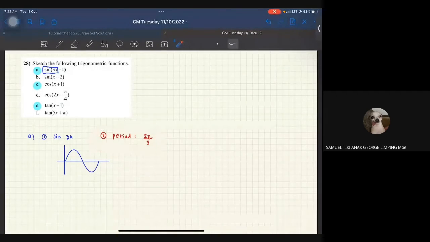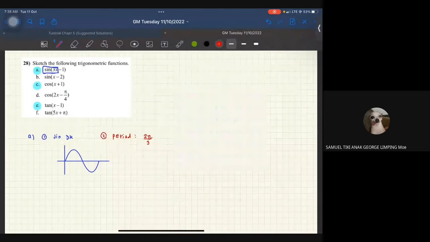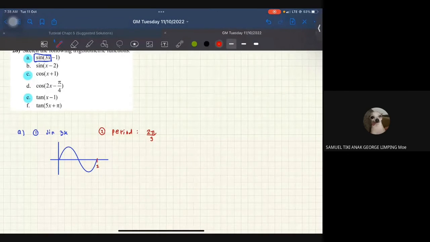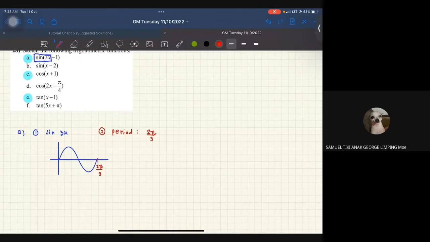Alright, so apa yang saya nak buat sekarang adalah saya label. So we know that one complete cycle takes 2 pi over 3. So meaning that dekat sini mesti 2 pi per 3. And then dekat sini mesti kosong lah. Starting dia mesti 0. Alright, so my question is dekat sini berapa dia punya point? Awak tahu tak? Macam mana nak cari?